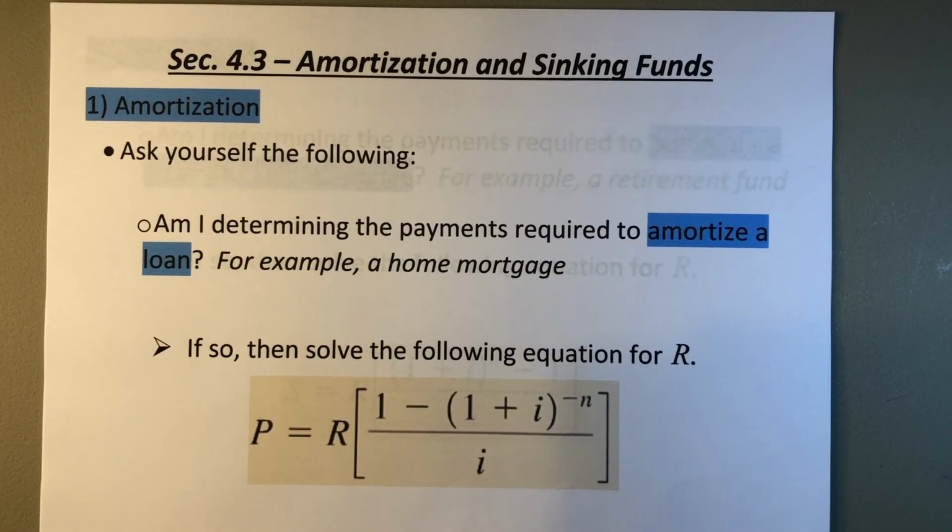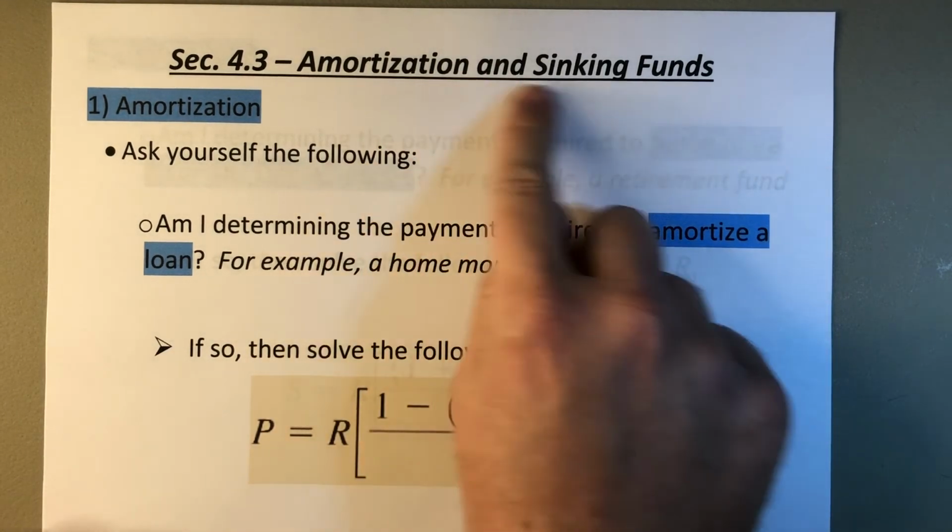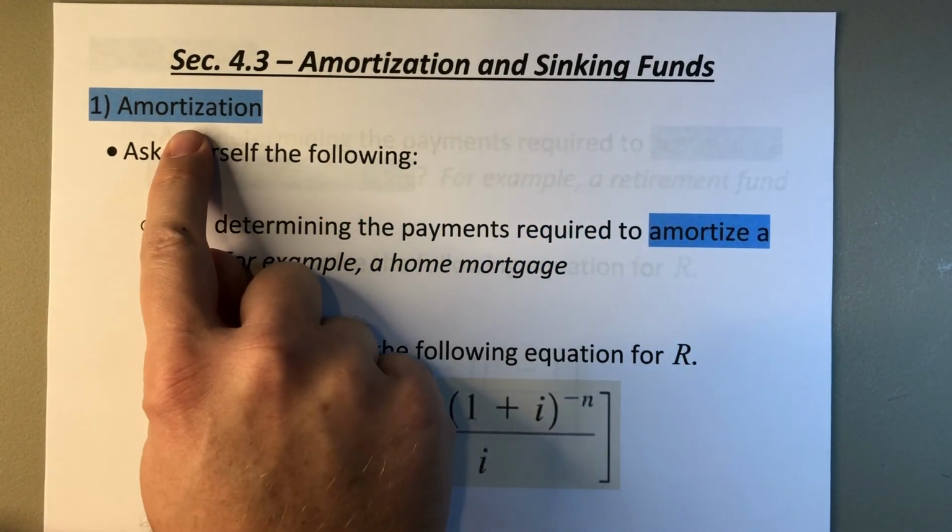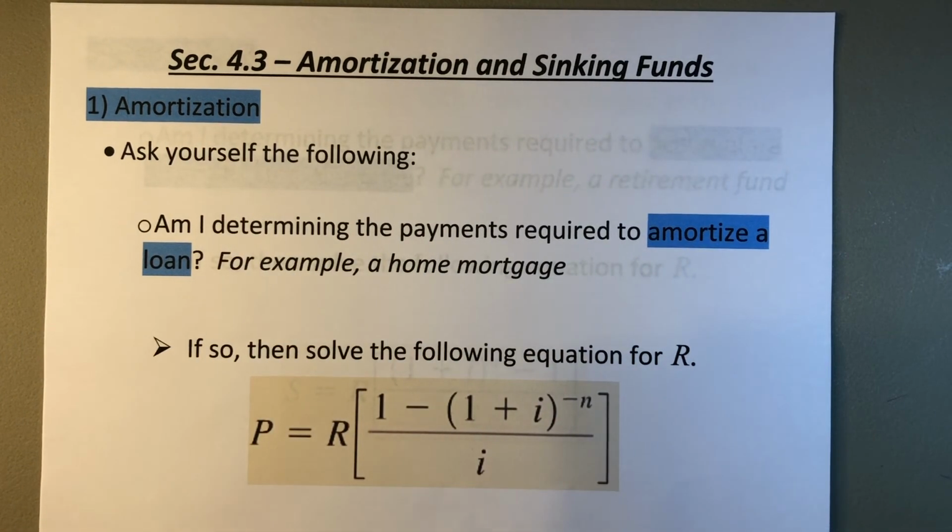Section 4.3. This is the last section we're going to be looking at in Chapter 4. So, amortization and sinking funds. Okay, the first thing, amortization. We're going to be looking at primarily home mortgages and maybe car loans, things of that nature. And we're going to be amortizing them, okay?